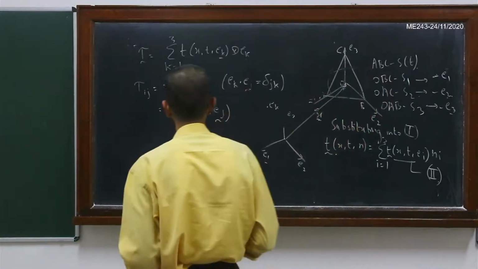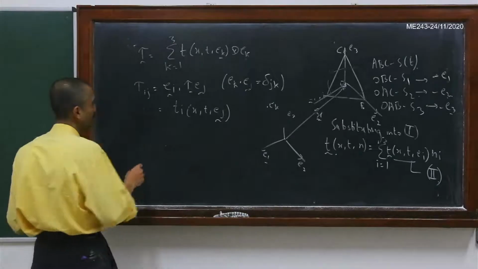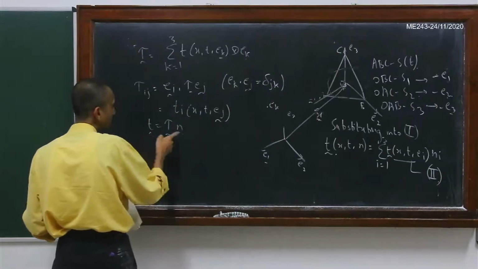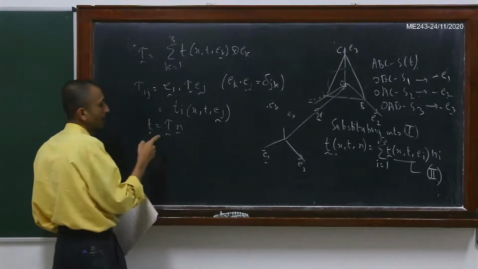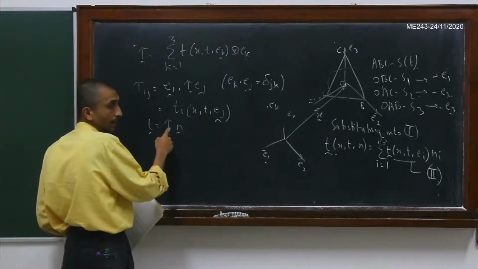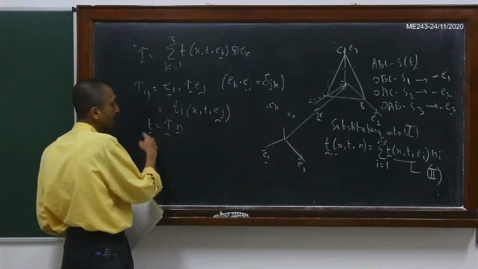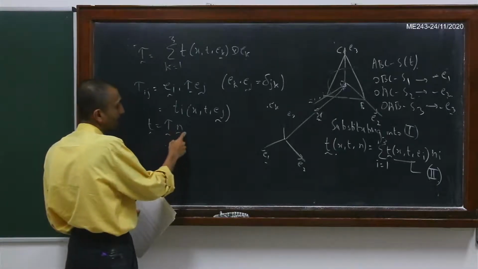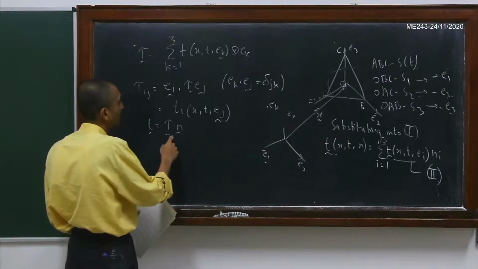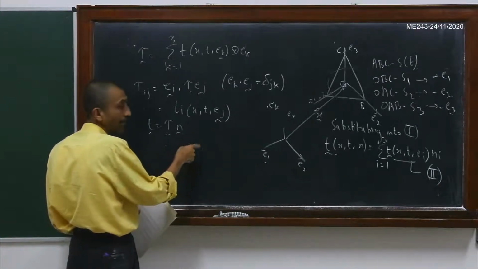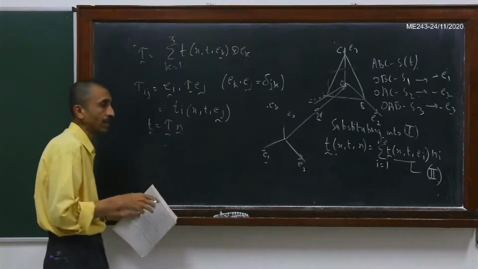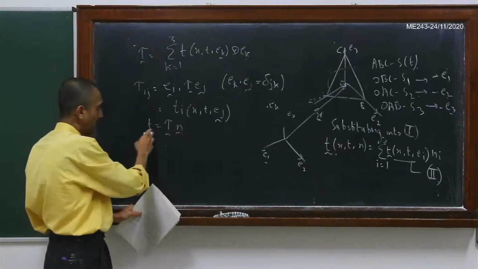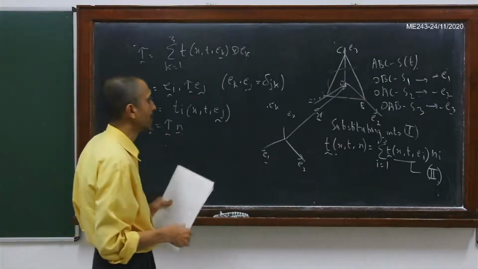Okay, but before that, let me just say that T is equal to tau n. So here you can see that the stress tensor maps a vector to a vector, and it is also a linear transformation in the sense that tau acting on alpha n1 plus beta n2 will be equal to alpha times tau n1 plus beta times tau n2. So it basically is a second order tensor, because it maps a vector to another vector and it's a linear transformation.